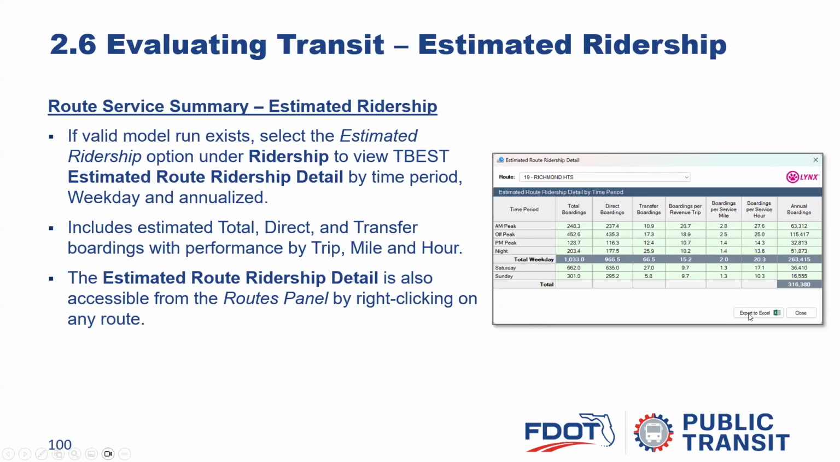So again, you export this to Excel and you have it as part of your roll-up for this route of what TBEST estimated, and you have a quick table to add to your overall route profile template.